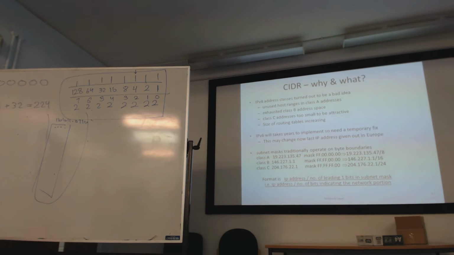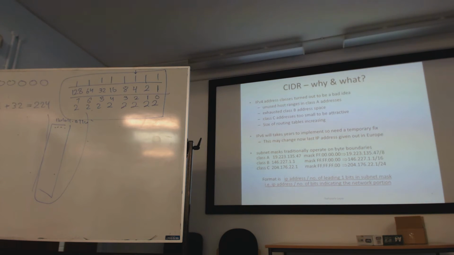So IP version 4 address classes turned out to be a bad idea. 1. Unused host range in class A addresses. 2. Exhausted class B address space. Class C addresses are too small to be attractive to users because you only have 256. And the size of the routing table becomes unmanageable. It's increasing day after day.